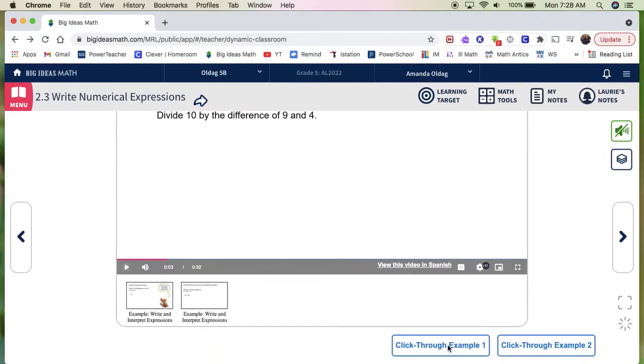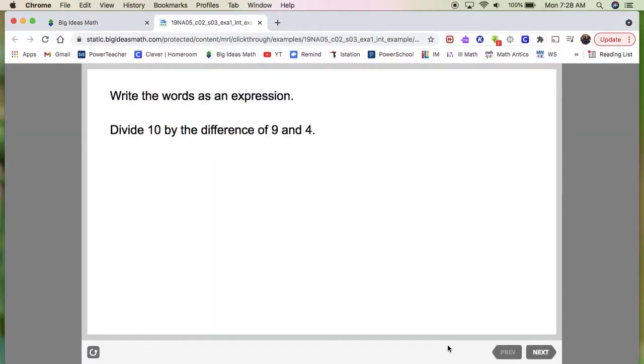I'm going to use the click-through example. As you know, there are errors on this program, and Miss Oldag's still learning how to use it, but hopefully this will be helpful to you.